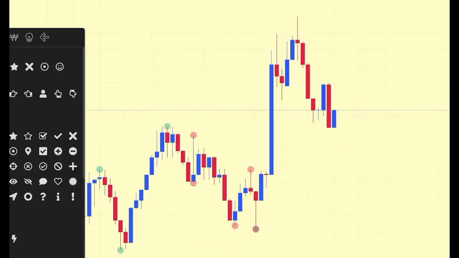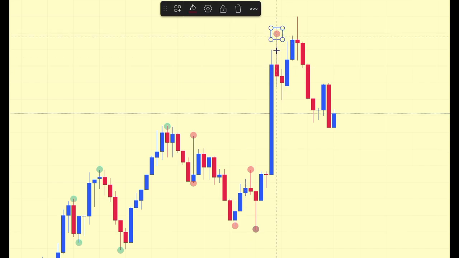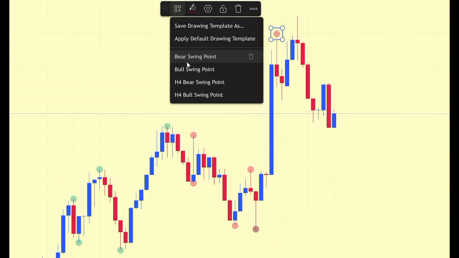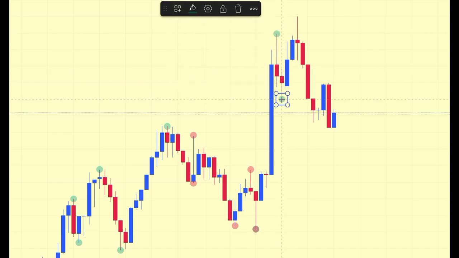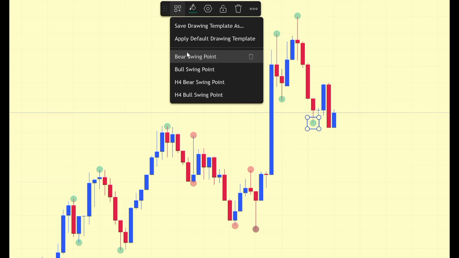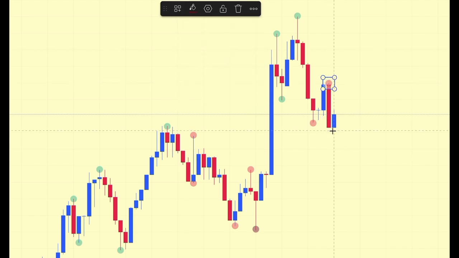So we can clearly see here a valid pullback. So this here is a bullish scenario. So valid bullish pullback. Now back to bearish. You can clearly see exactly right here, and that's where price currently is. So guys, that's how we mark these valid pullbacks.